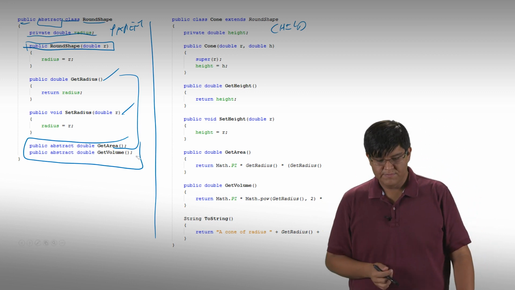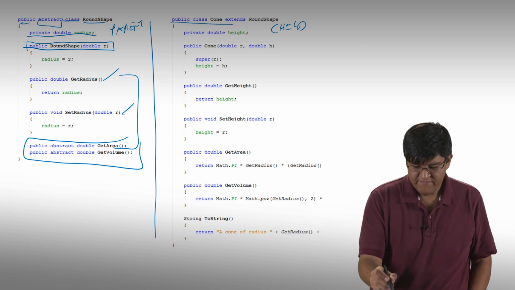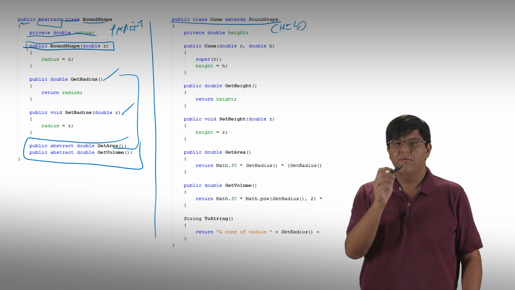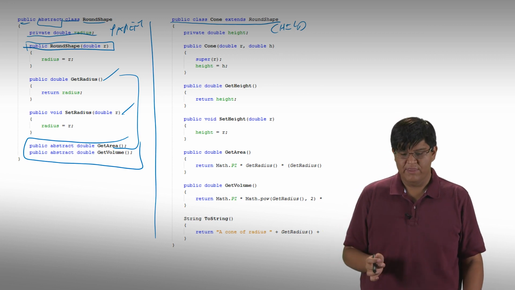So let's take a look at the child. I'll start up at the top line. It looks a little bit different. Two differences here. First of all, we're removing the keyword abstract. That means that I have to fill in all my methods. I can't have anything incomplete.